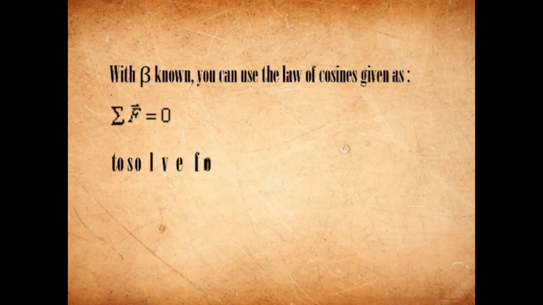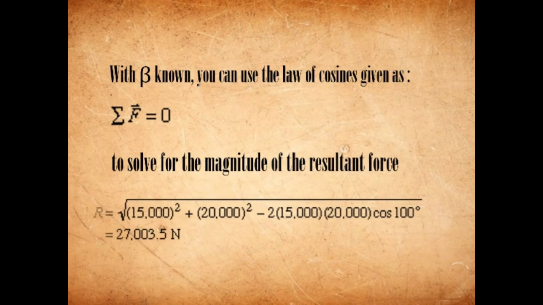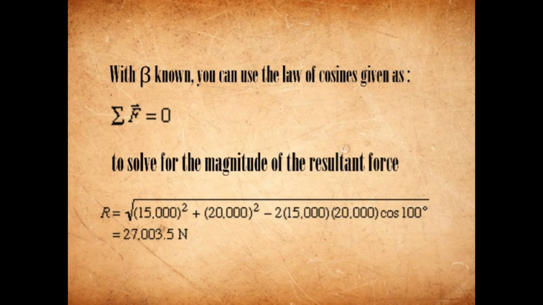With beta known, you can use the law of cosines to solve for the magnitude of the resultant force, R equal to the square root of 15,000 squared plus 20,000 squared minus 2 times 15,000 times 20,000 cos 100, and the answer is 27,003.5 Newton.